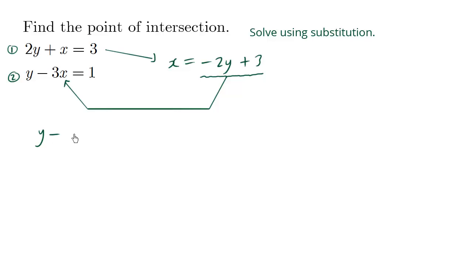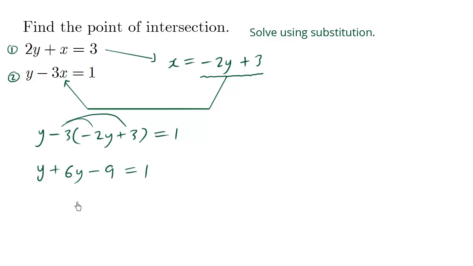y minus 3 times x, which happens to be this, negative 2y plus 3, is equal to 1. We're combining the intelligences of these two equations. So we just work it out using algebra. We distribute this times this, this times this. Negative times a negative is positive. 3 times 2y is 6y. Negative 3 times positive 3 is negative 9, is equal to 1.